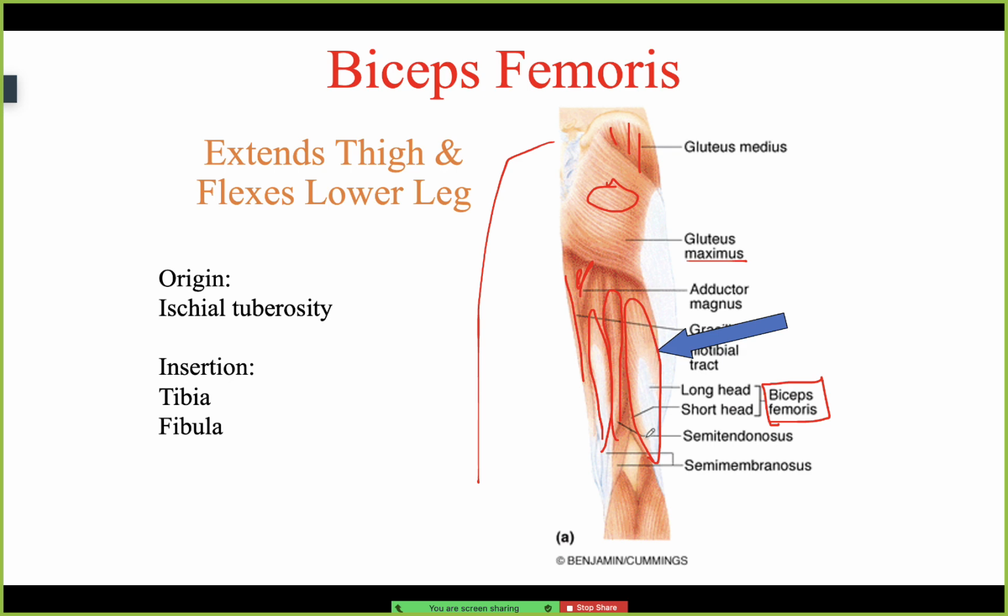Its origin is going to be at the ischial tuberosity. So it goes up, up, up behind the gluteal muscle, and it binds to a ridge that we've previously identified on our bones lecture. And all the way at the bottom, it has 2 insertion points. So we call it biceps femoris. The insertion points are both the tibia and the fibula.